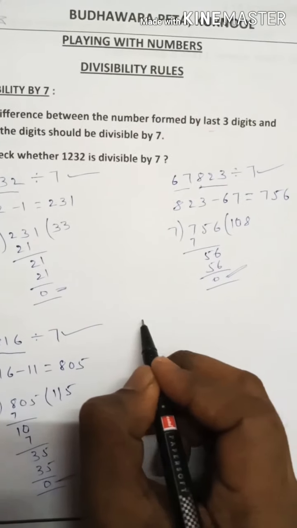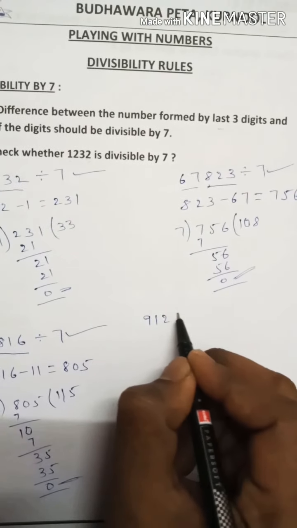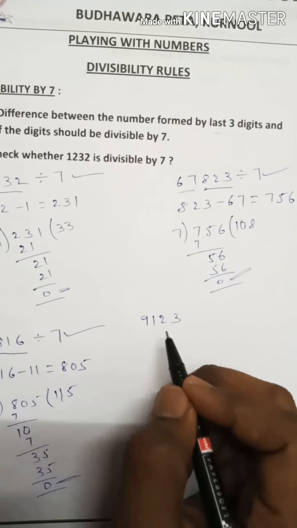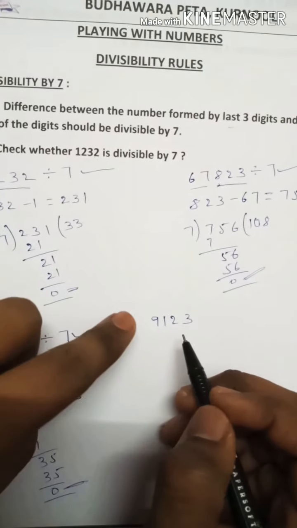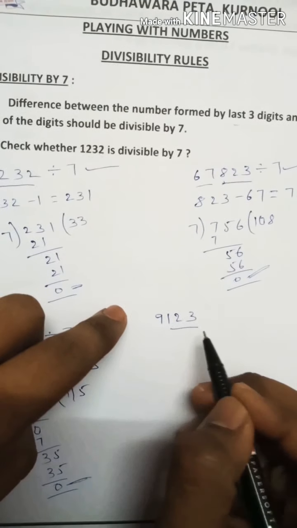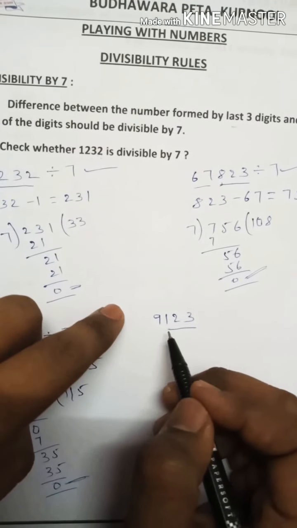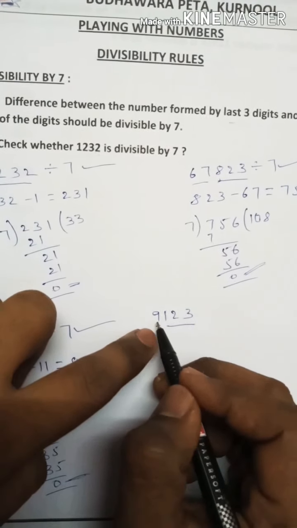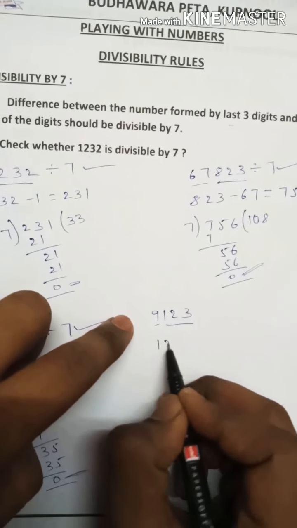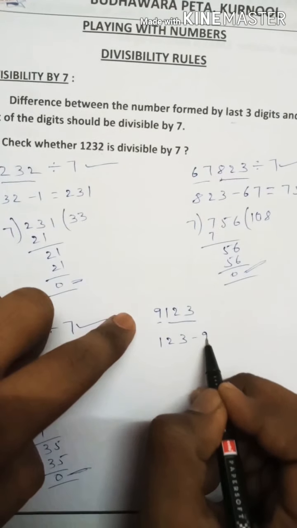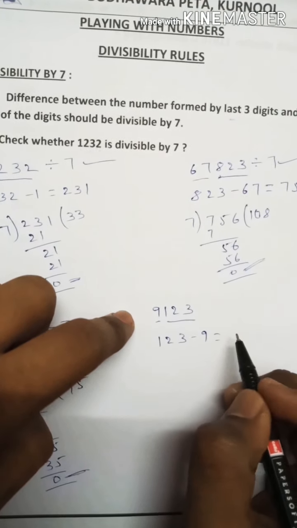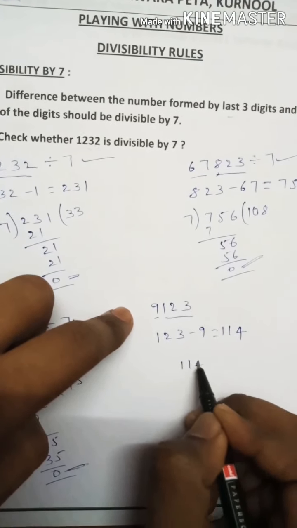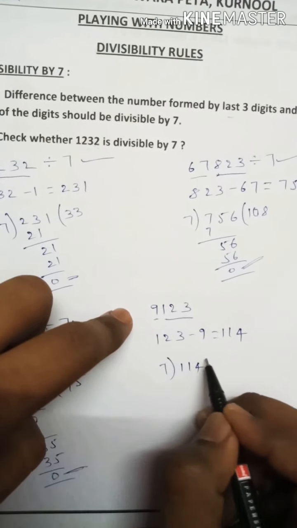9,123. So in this 9123 we have totally 4 digits, right? So what are the last 3 digits in this number? 1 2 3, that is 123. And what is the remaining digit we have? 9, right? So subtract 9 from 123. 123 minus 9. What is 123 minus 9? 114. Now divide this 114 by 7.